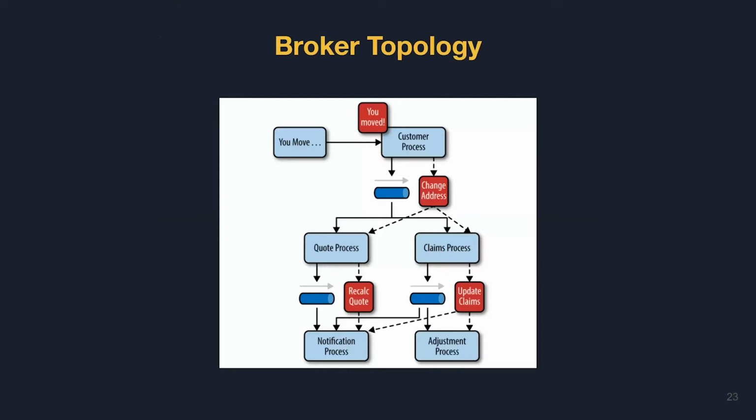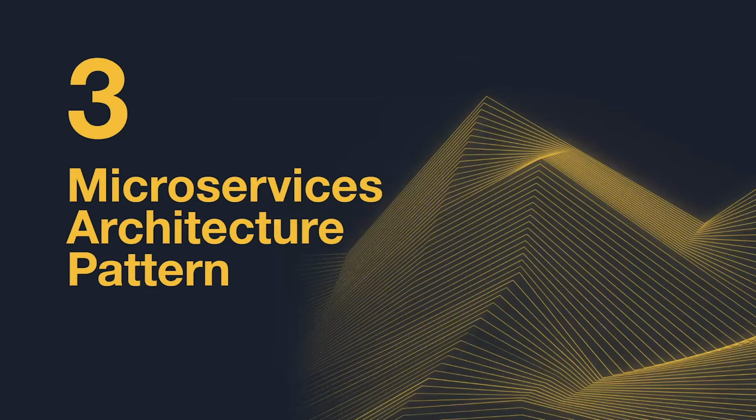And then when it's done, it publishes a new event, which calls update claims. And the quote processor does its small job and publishes a new event, which is recut quote. And eventually, they both will fire new events. The recut quote and update claims events will be picked up by a notification process and an adjustment process. And these two services, probably in this case, will send responses indicating the end of the chain of events.